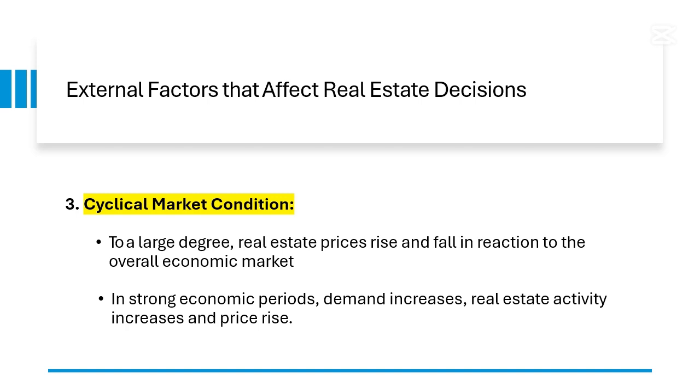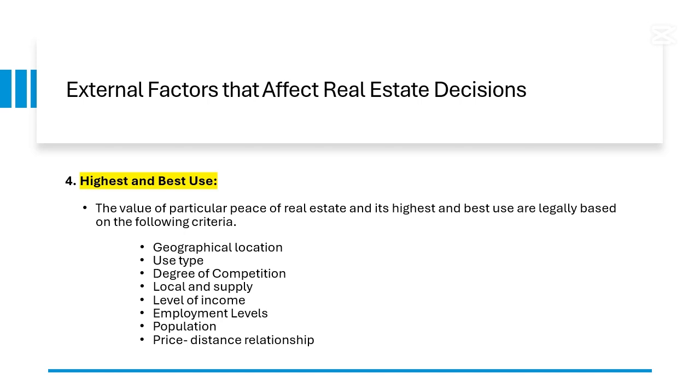Impact of economic strength on real estate. In a strong economic period, demand increases, real estate activity increases, and price increases. Next is highest and best use. The value of a particular piece of real estate and its highest and best use are legally based on the following criteria. First one is geographical location, use type, degree of competition, local employees, level of income, employment levels, populations, price, distance, relationship. Why is highest and best use important?